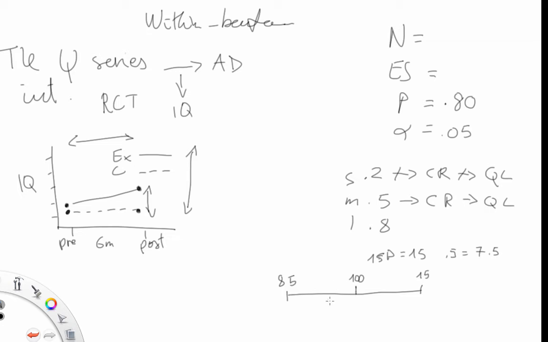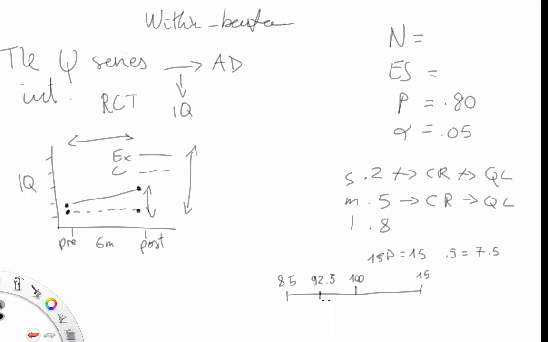Now let's say our population has been diagnosed with Alzheimer's disease, and they score a little bit lower on the IQ scale because they have Alzheimer's disease. So they score half a standard deviation lower. So that's about what, 92.5? Is that 7 point... Oops, that's a 7.5. So 100 minus 7.5 is 92.5.